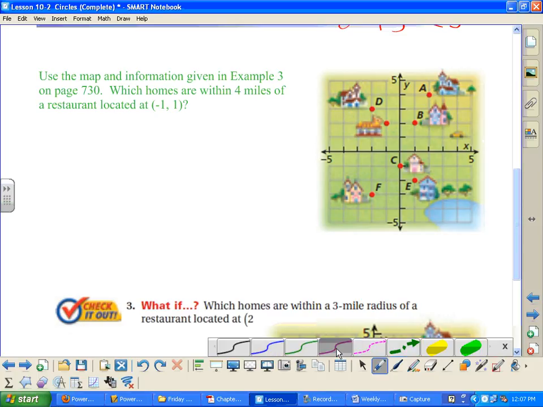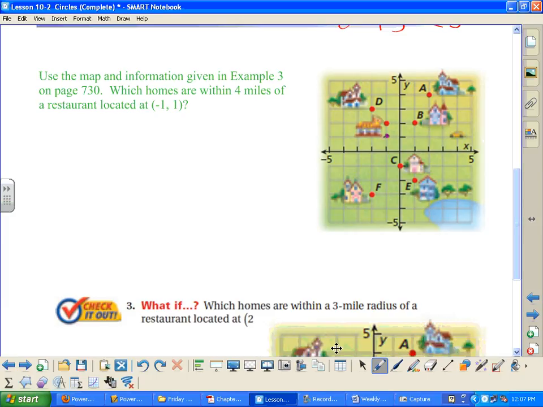So we have the point (-1, 1), which is right here. And we want to be within 4 miles. So I'm going to draw my version of a circle here. So 1, 2, 3, 4. And go over 4. And down 4. And over 4. And then I'm going to make a very rough circle. Okay, there's my circle, right? Not the greatest, but not too bad.